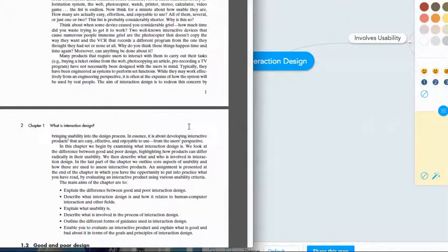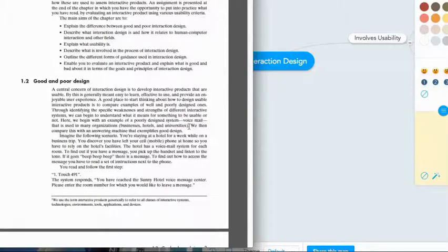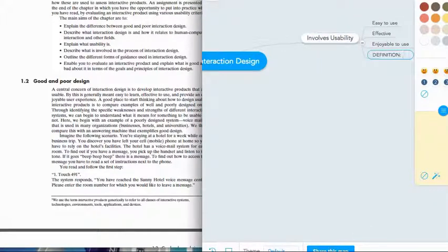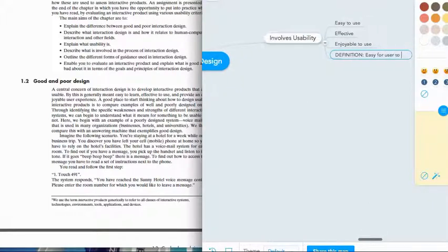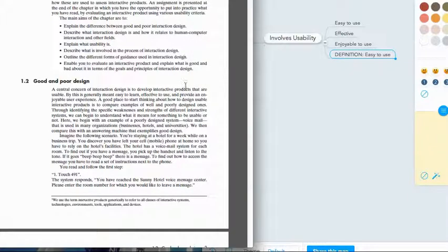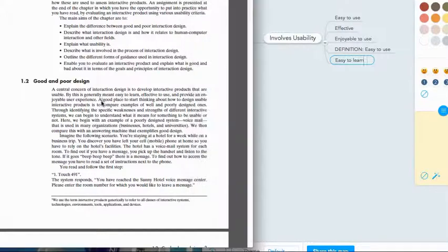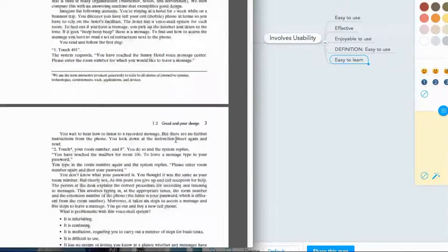Okay, here we look at what it is, good and poor design. A central concern is to develop interactive products that are usable. So usability, I can say definition. Easy to use. Let's see, here we have learn, effective, provide, enjoyable. So involving usability means easy to learn as well. Keep going.